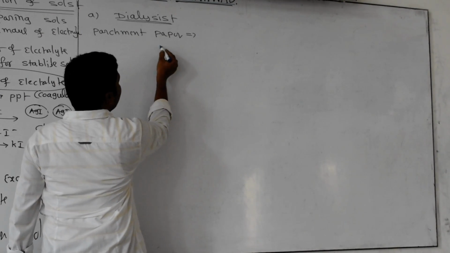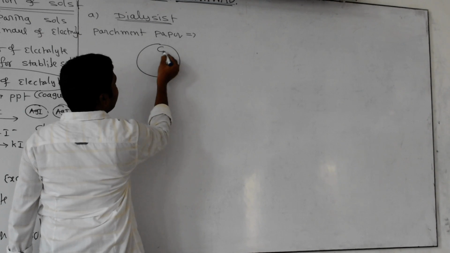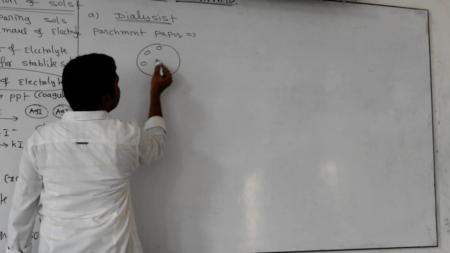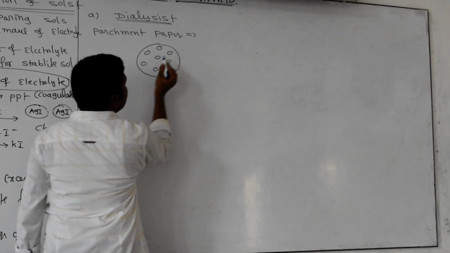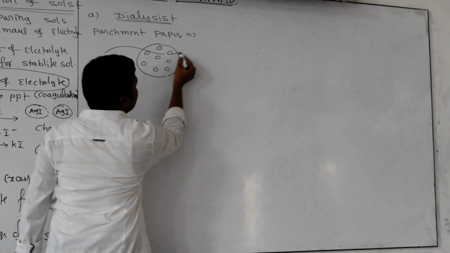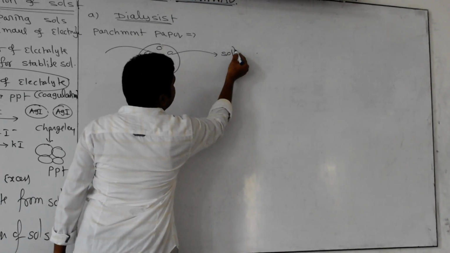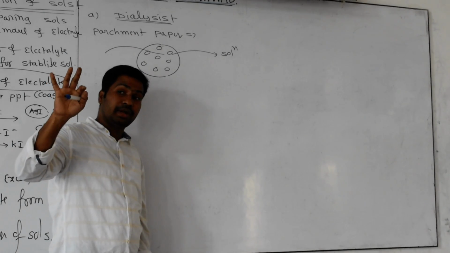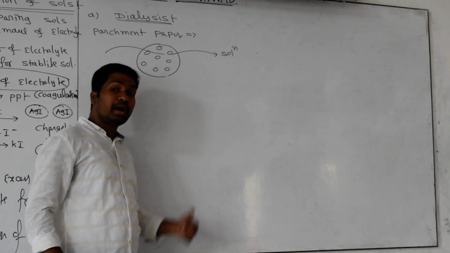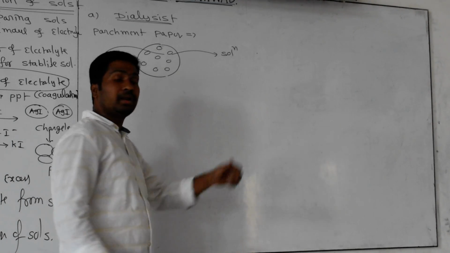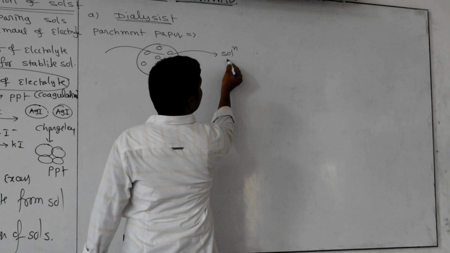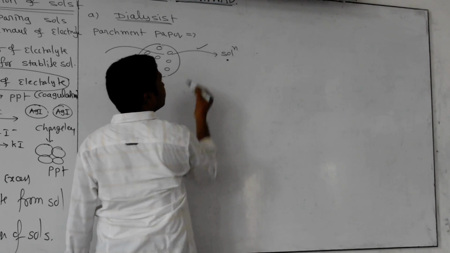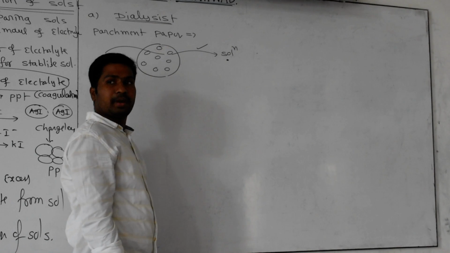Now I am taking a filter paper, no, sorry, a parchment paper, with small holes like this. Are you getting it or not? Through this, I am sending solution particles. Is it passing or not? Yes. Why are solution particles passing through this? In a solution, the solute particle size will be too small. That's why the solution will pass through the parchment paper holes.